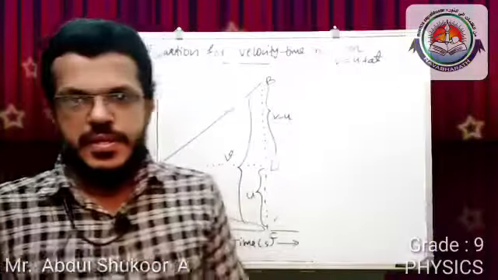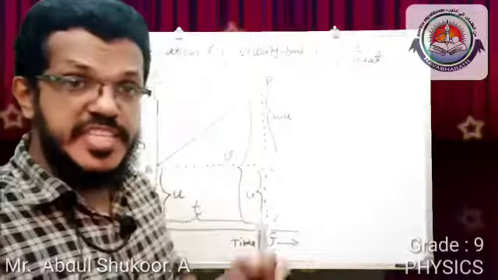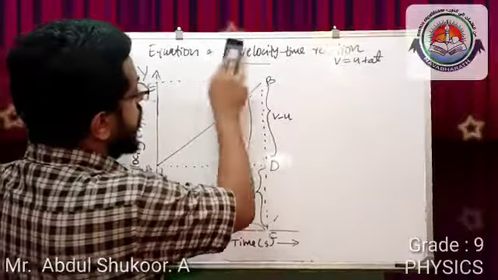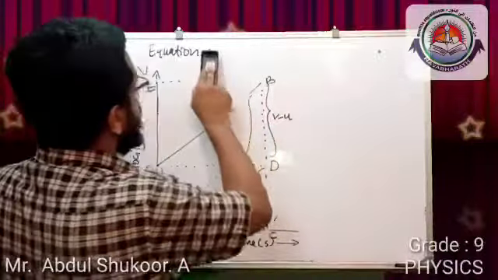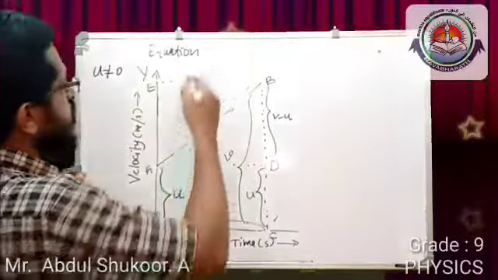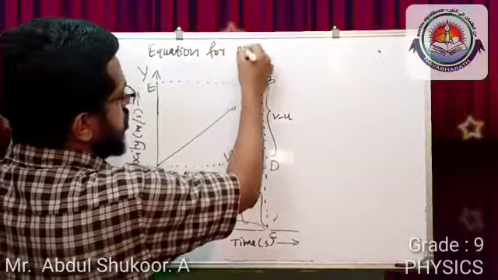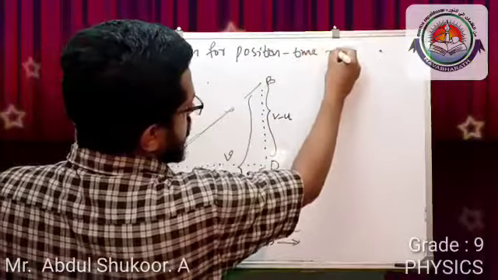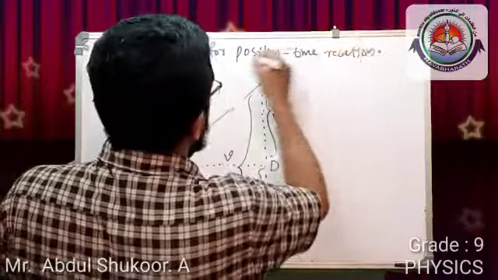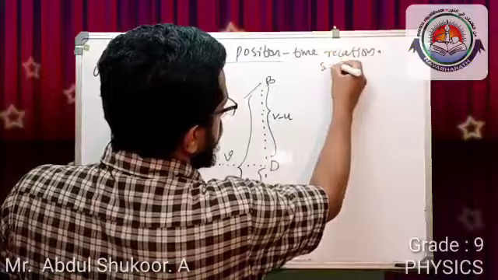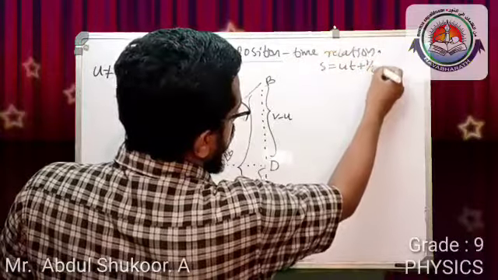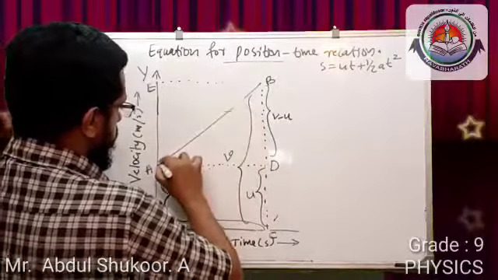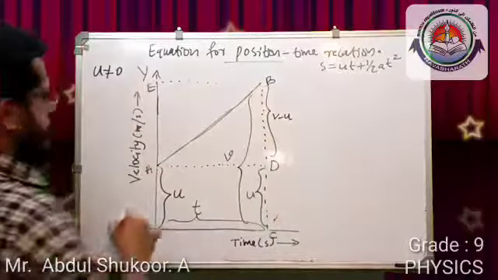Okay, do you understand? Next we are going to derive the second equation of motion from the graph, that is the equation for position time relation. What is the equation of position time relation? That is S is equal to UT plus half AT square. That is the second equation of motion. We can derive this equation from this graph.